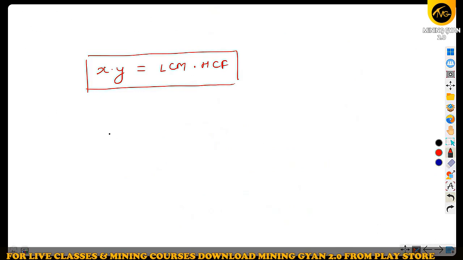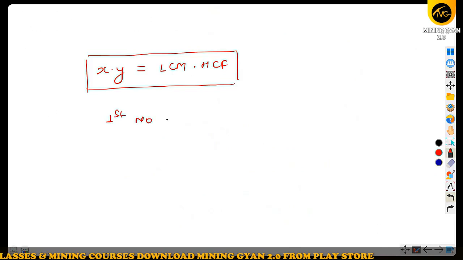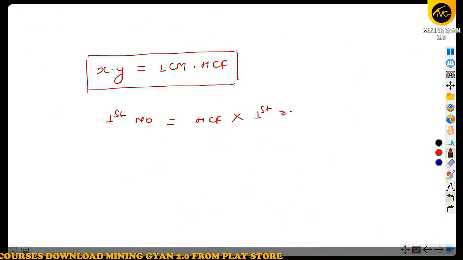And if you want to find out the first number, then the first number is equal to HCF into first ratio. And if you want to find out the second number, it is equal to HCF into second ratio.